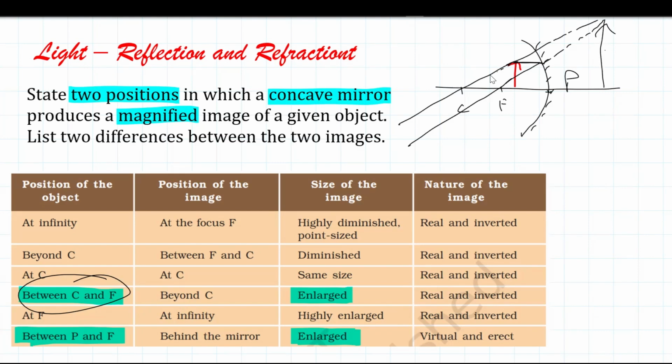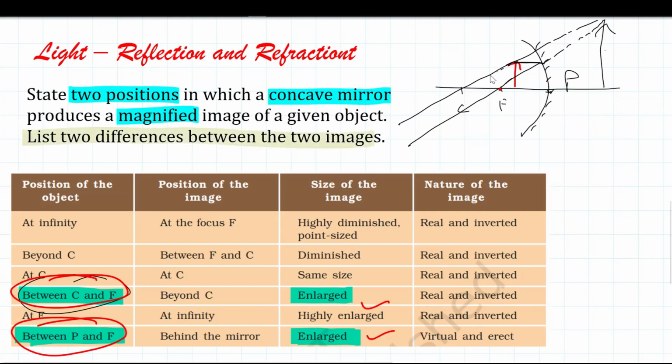So we got these two cases, and you have to write them: number one, when the object is between C and F, and the other case, between F and P, that is, the principal focus and the pole. So we get an enlarged image. But then we have an extended part: we also have to tell the difference between the two images.